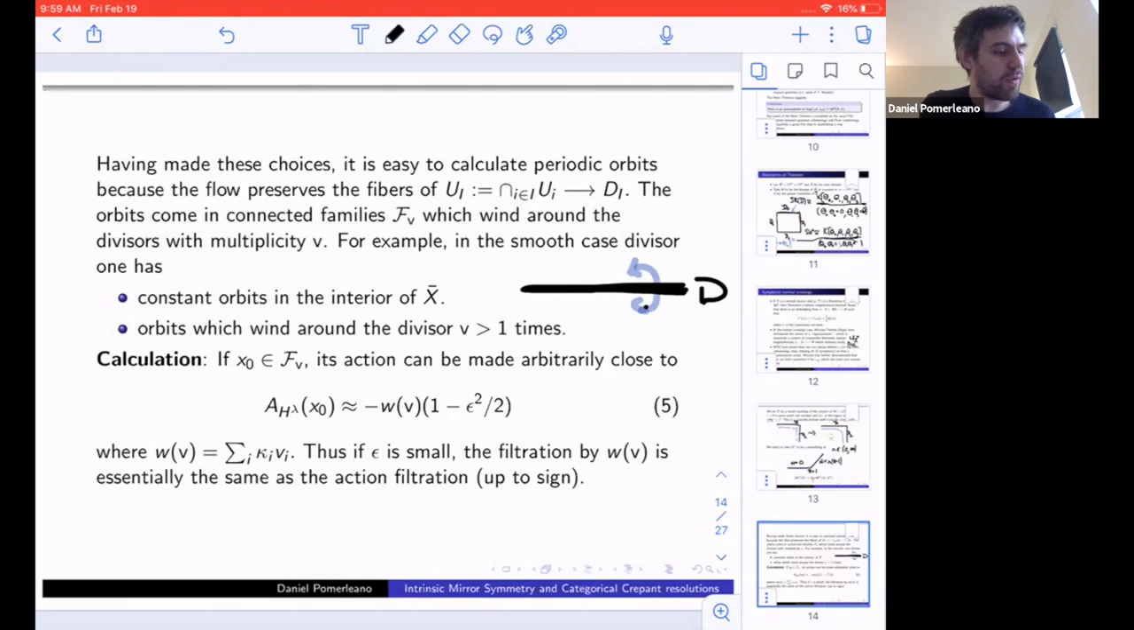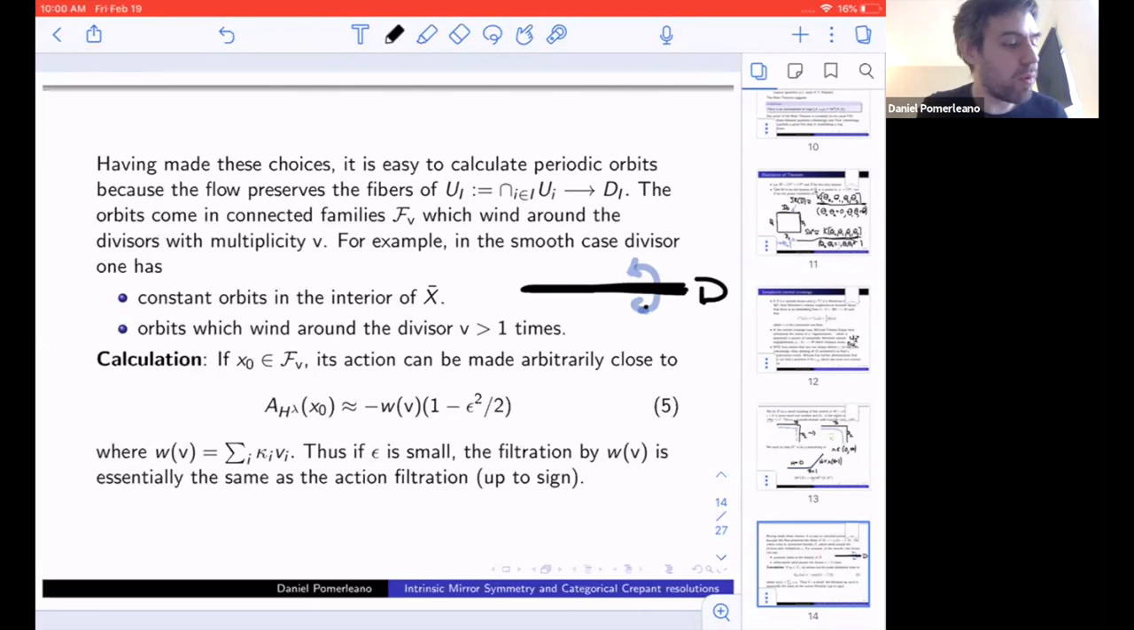So what you have is constant orbits in the interior of your Liouville manifold. Those need to be perturbed, but before perturbing, they're constant. And then you have orbits which wind around the divisor v times. So they're winding in the fibers of the circle bundle SD.